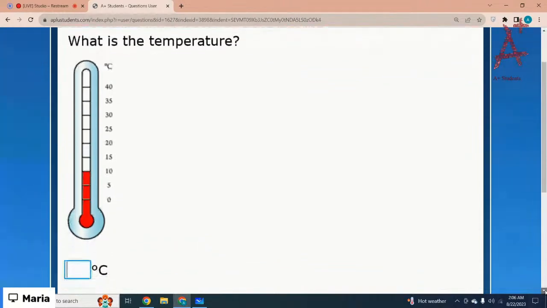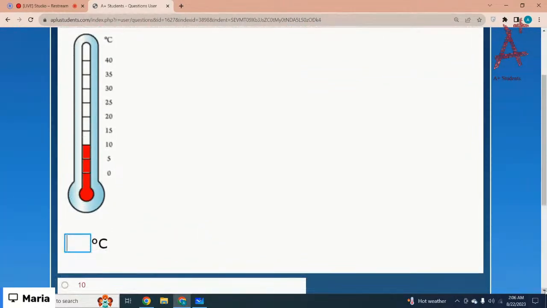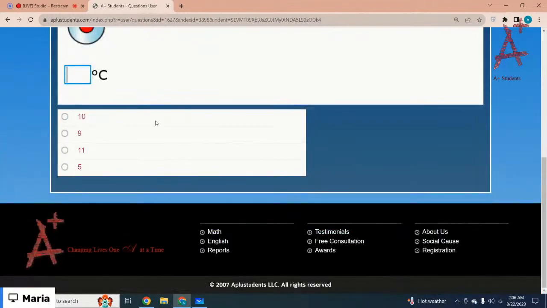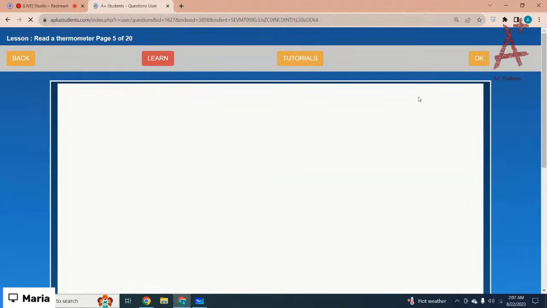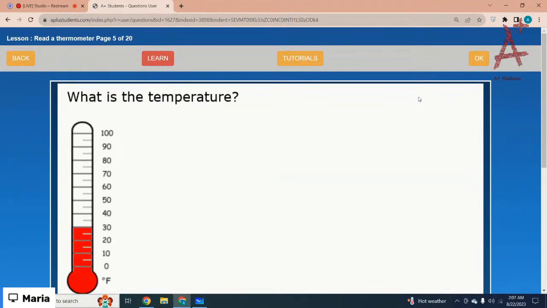Okay, what is the temperature? Which is the correct option? You can just look at the thermometer. You have to look for a line where the color is changing from red to white. You can see here is the line. When you match it to the value, it would be 10 degrees Celsius. So the correct option is 10 degrees Celsius. Basically, Celsius and Fahrenheit are two different units to measure the temperature.